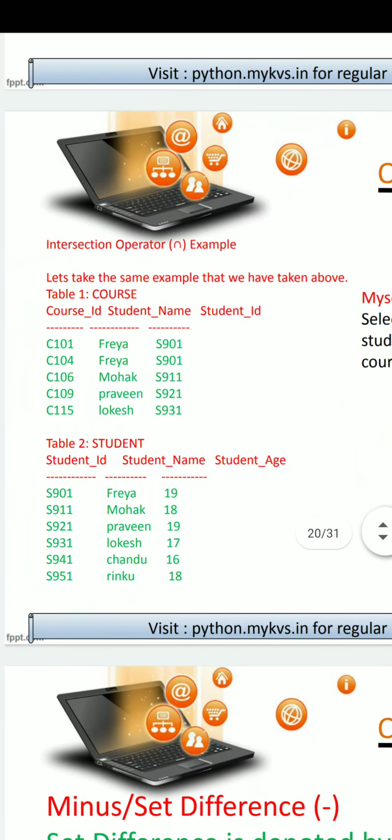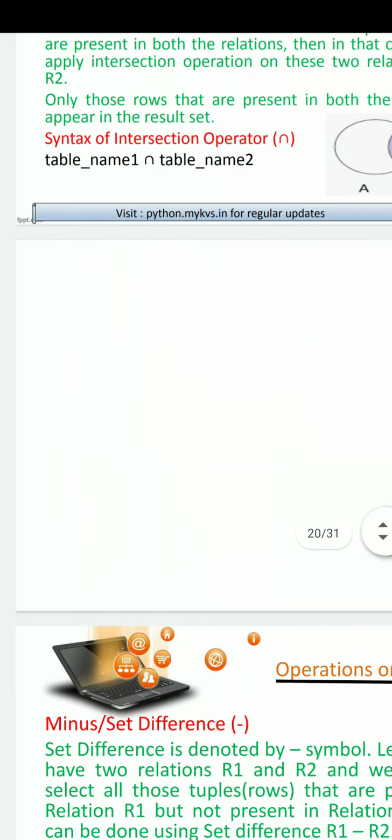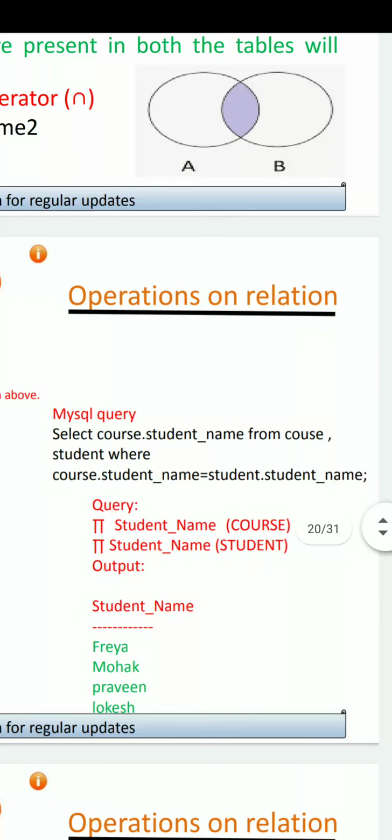How can we perform this? It's very easy, a single query. Look here: select course.student_name from course, student where course.student_name equals student.student_name. Here we have two tables, course and student, so we mention both tables in the from clause.